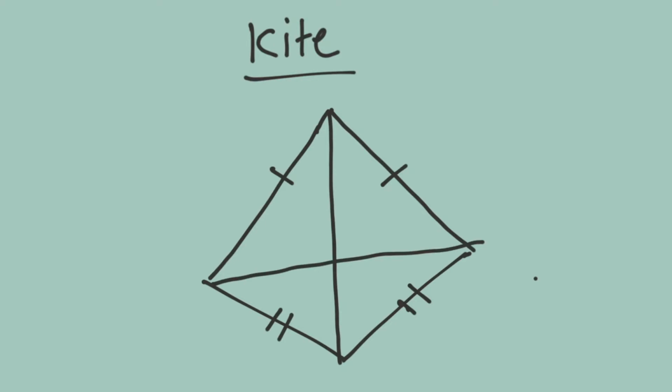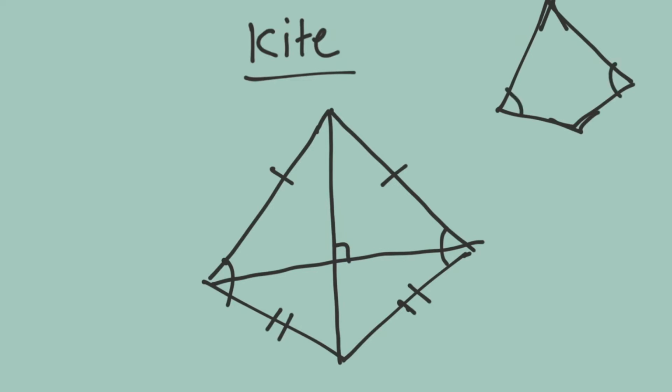Also, diagonals are going to be perpendicular, and then exactly one pair of opposite angles are congruent. So in this kite, these two are going to be congruent. It's kind of hard to tell on this kite, but if you had one like this is an obtuse angle, this is an acute angle, they're not going to be congruent. So those two would be congruent.